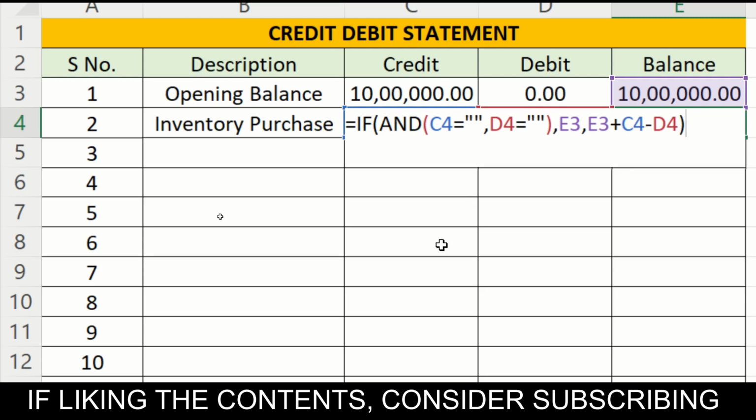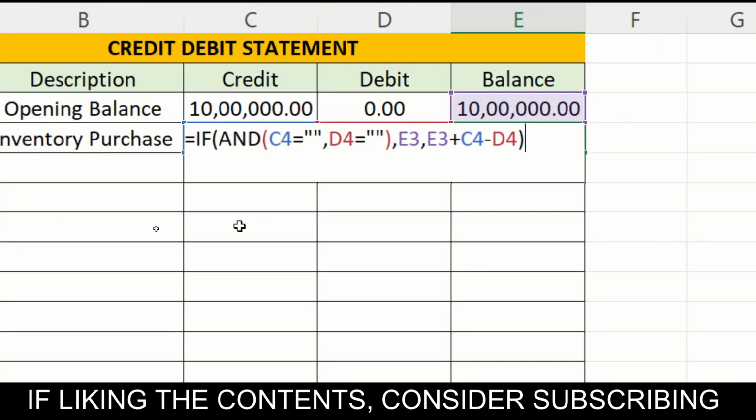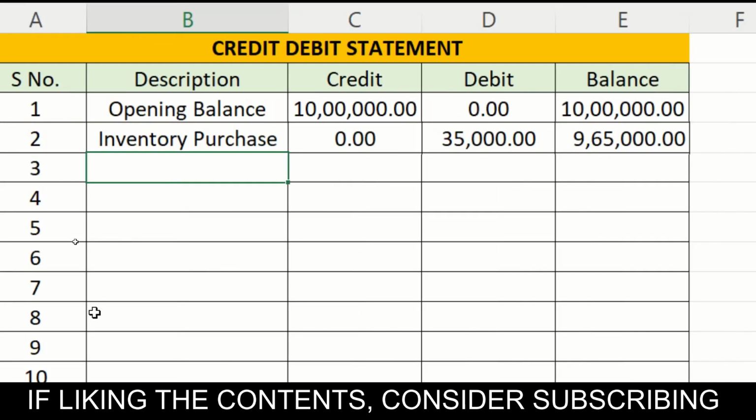The formula assumes that if the credit is empty and the debit is also empty, the result should be the previous balance, like this 10 lakhs. If that's not the case, it means that there is something in credit and something in debit. Then the formula will be like this, the previous balance, and that will be added to the credit, and the debit, of course, that will be subtracted. So this is the formula. That's a very simple formula, I think.